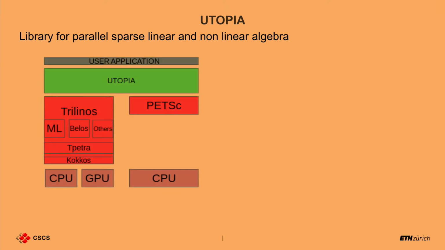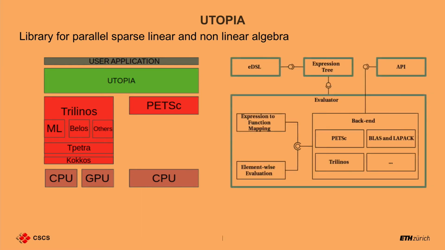So we can see Utopia in two ways. The simple way is like a wrapper, wrapping PETSc and Trilinos. So if you use Utopia, you can decide to use PETSc or Trilinos, and in the same way, you can decide to use CPUs or GPUs, or in future, other platforms like AMD, or the other platforms that are supported by Kokkos. Or it's actually much more, and now we'll describe a bit the ideas behind Utopia.